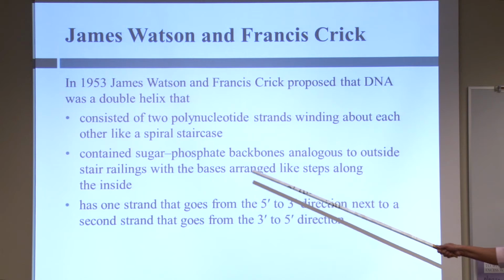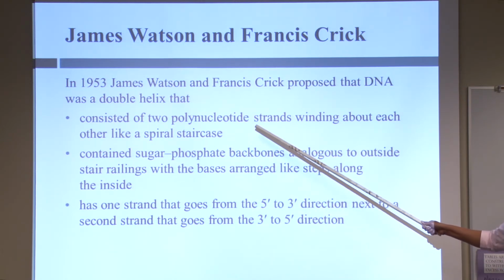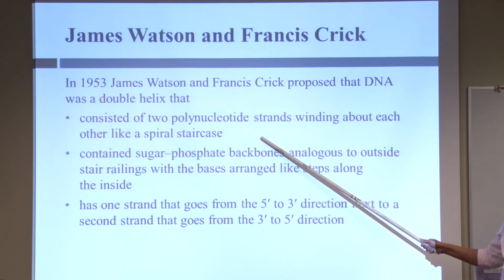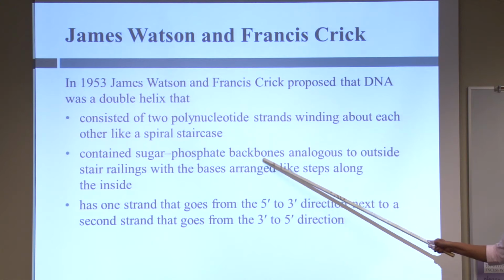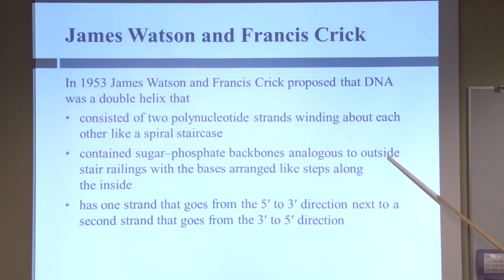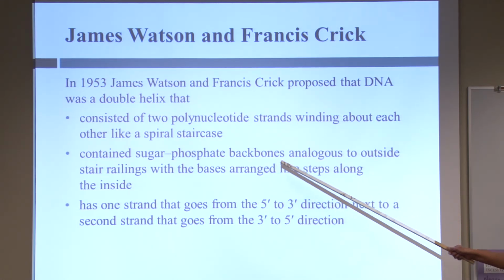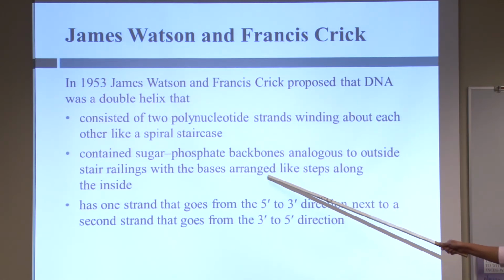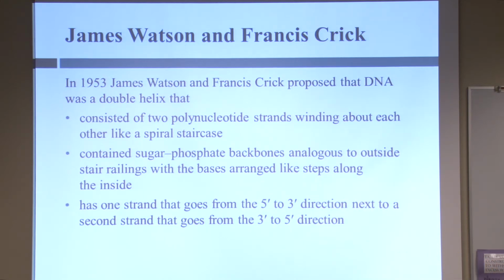I'm going to go back a little bit. The Watson and Crick model said that two polynucleotide strands winding about each other like a spiral staircase contain sugar phosphate backbones. The ribbons that we see winding are the sugar phosphate backbones, and the bases are arranged like steps along the inside, going up the spiral staircase. One strand went in the 5 to 3 direction, the second strand in the 3 to 5 direction.